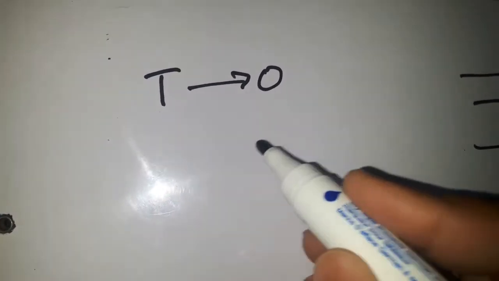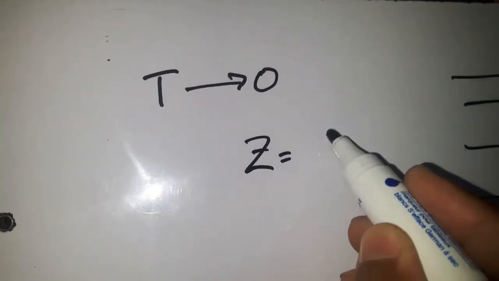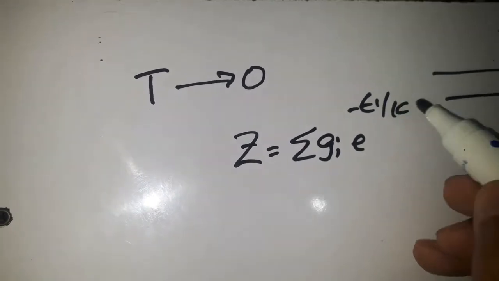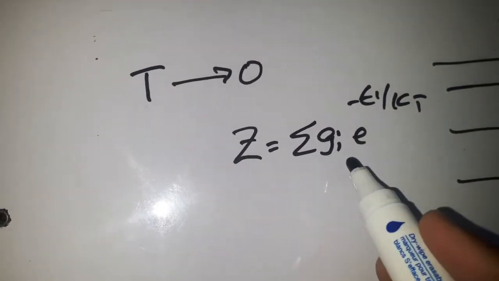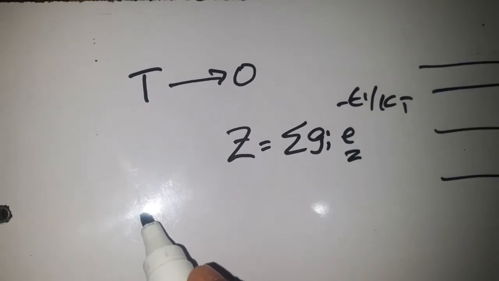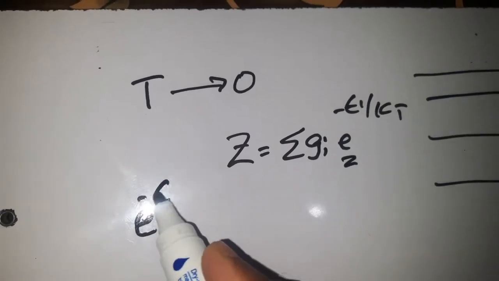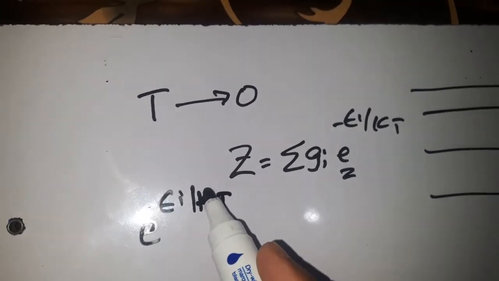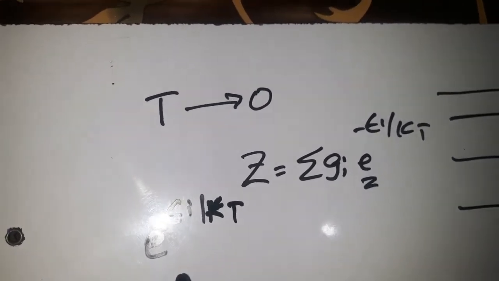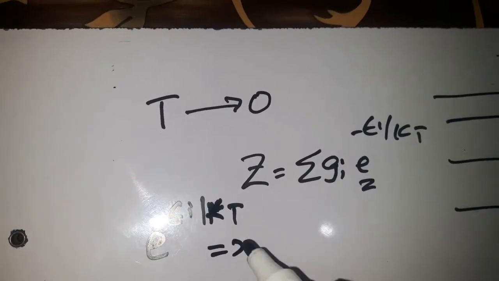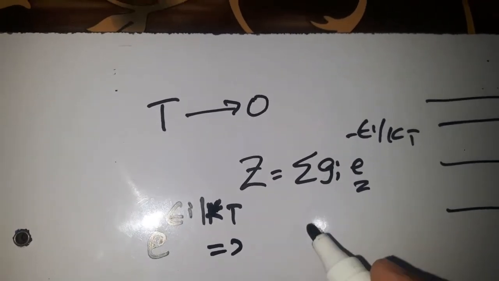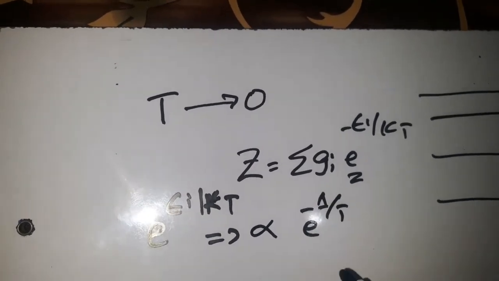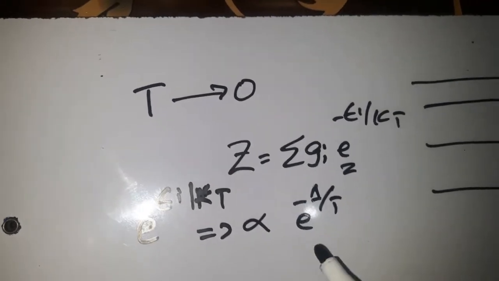At this particular condition we are just taking the Boltzmann factor, that is, from the partition function g_i e raised to minus e_i over kT. So we are just taking this Boltzmann factor e raised to minus e_i over kT. From this we can explain everything very well. You can look here, this k is a constant, and this is something like e raised to minus 1 over T.